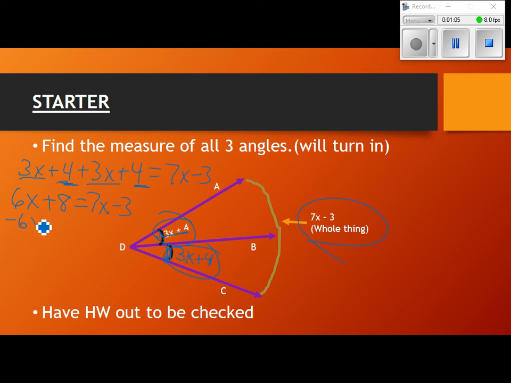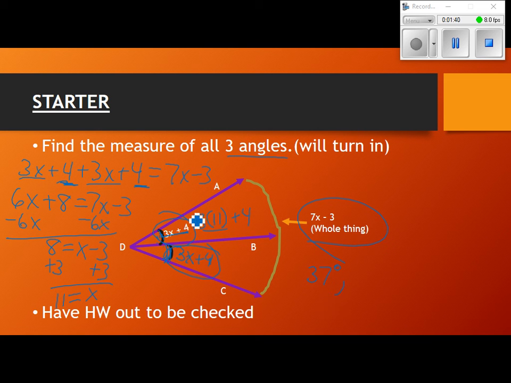Subtract 6x on both sides. You end up with 8 equals x minus 3. Add 3 to both sides, and you end up with x equals 11. They ask us to find the measure of all three angles. All you're going to do is plug it in. 3 times 11 plus 4, 3 times 11 is 33, plus 4 is 37. So one of the angles is 37 degrees.